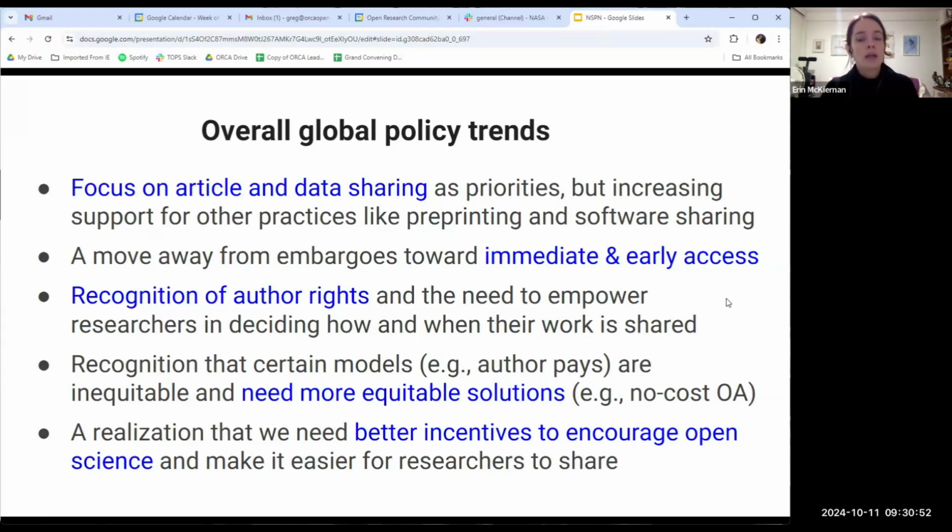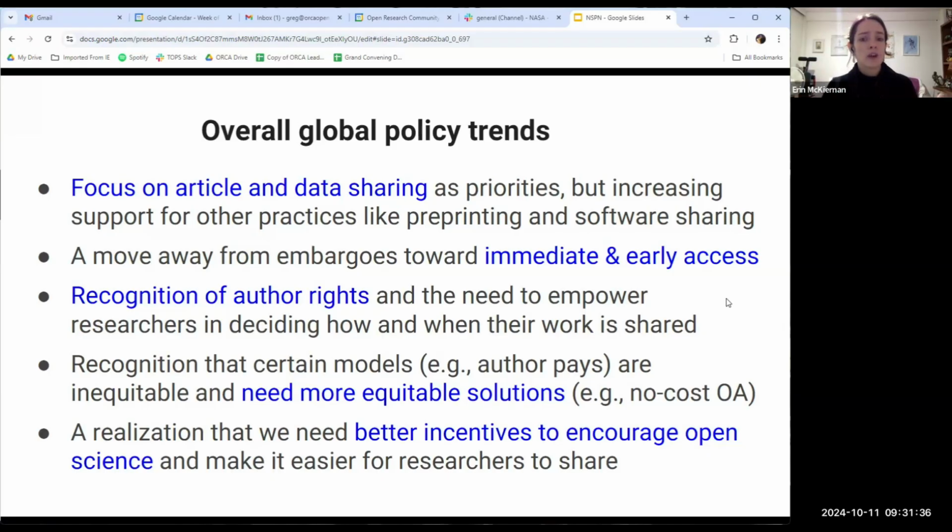We're also seeing a move away from embargoes. So many of these early policies that we saw maybe 10 years ago did allow for up to 12 months, for example, for researchers to share their articles or data. We're seeing a move away from that with a recognition that the earlier we can get access to that information, the more impact it can have in terms of building upon it, or as Greg was talking about the Ebola example, responding in real time to particular crises or outbreaks and things like that. So yes, a focus again on that immediate and early access to information.